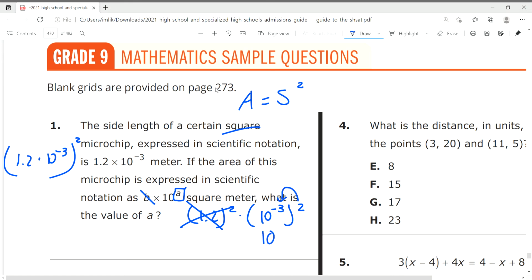So 10 to the negative 3, squared is the same thing as saying 10 to the negative 3 times 2, which is going to be 10 to the power of negative 6. Remember, we're not looking for 10, we're only looking for the exponent, so the answer would be negative 6. Yeah, so remember that rule. You have to multiply the outside by the inside in order to simplify it. Okay.